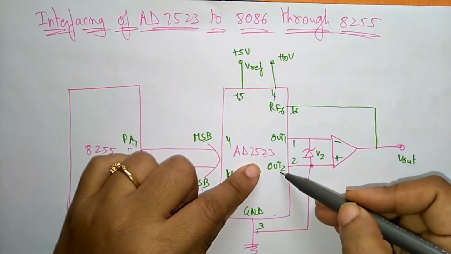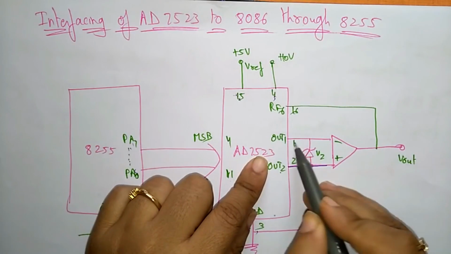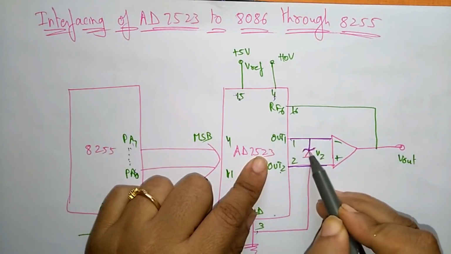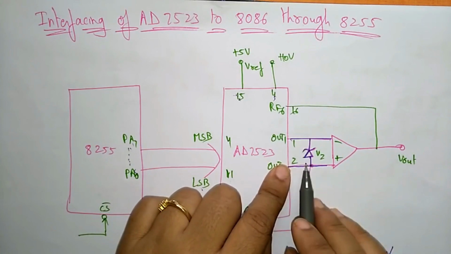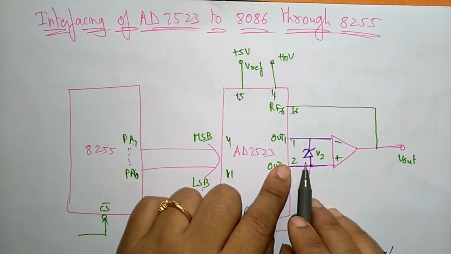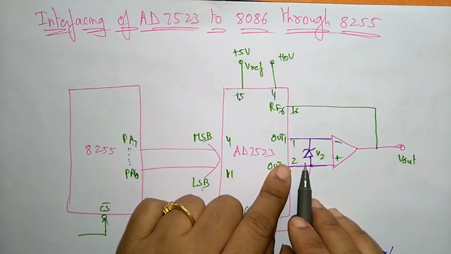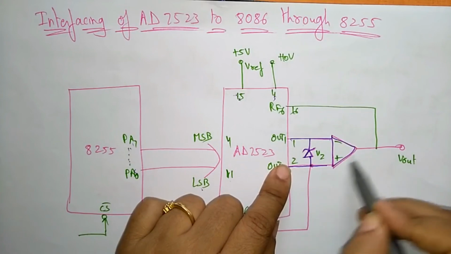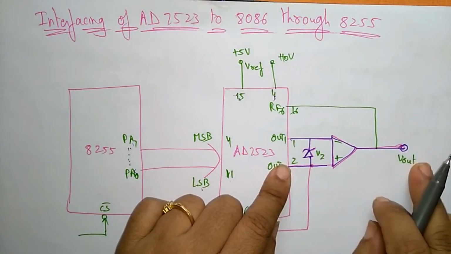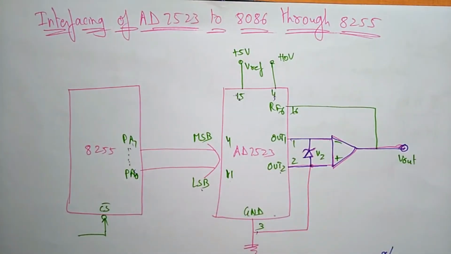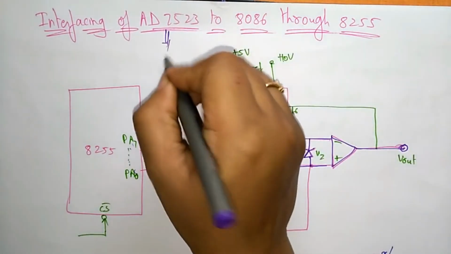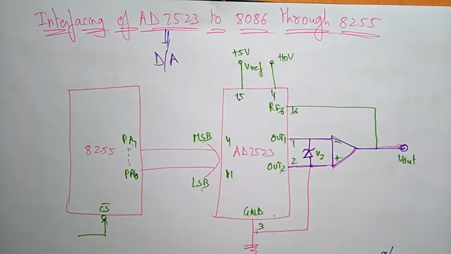Now see here out 1 and out 2, which are connected with a zener diode. The zener diode is connected between out 1 and out 2 to save the digital to analog converter from negative transients. This is what generates the waveform as an output. So this is the interfacing circuit of AD7523, which is nothing but digital to analog conversion. Thank you.